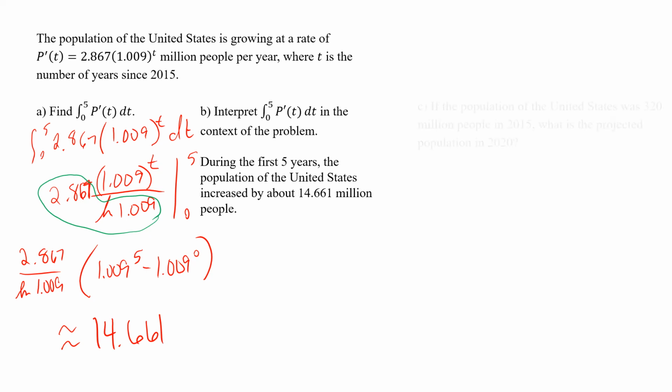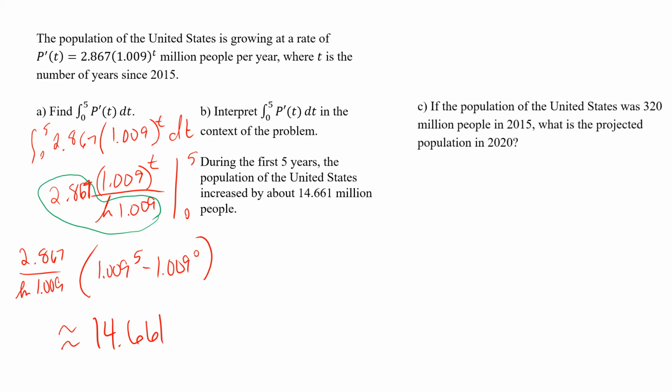However, part C, let's say it was 320 million people in 2015. What's the projected population in 2020? It gives us a starting value. To find the ending value, all we need to use is addition. Just add that to what we found. 320 plus 14.661 is 334.661.